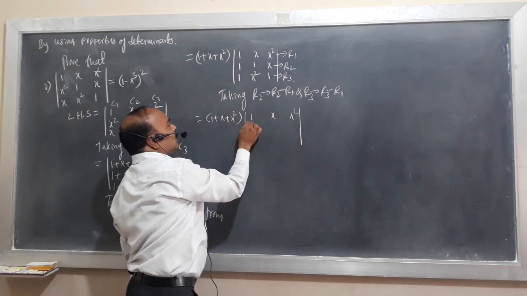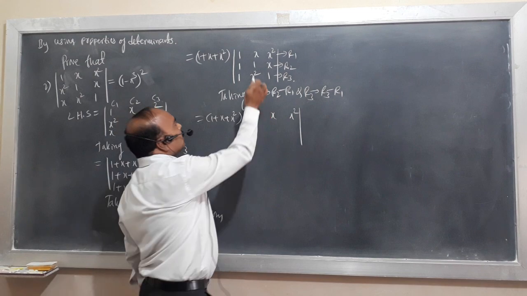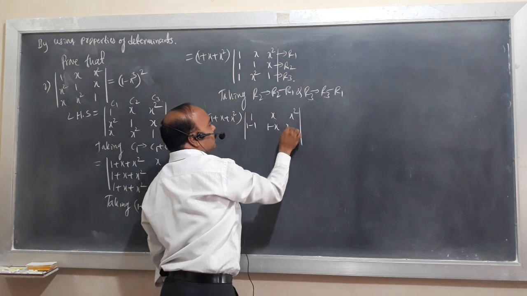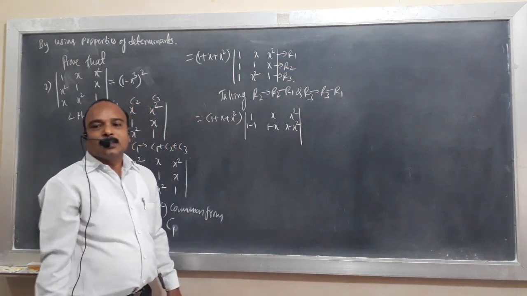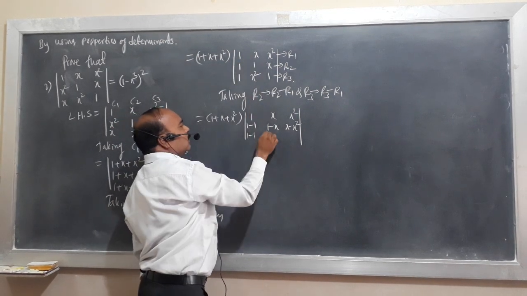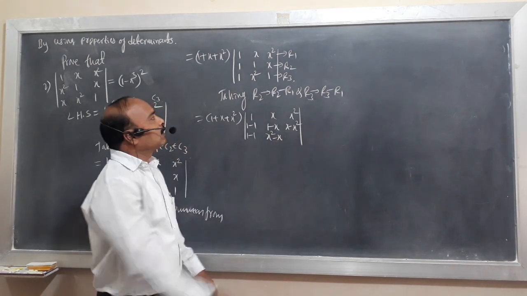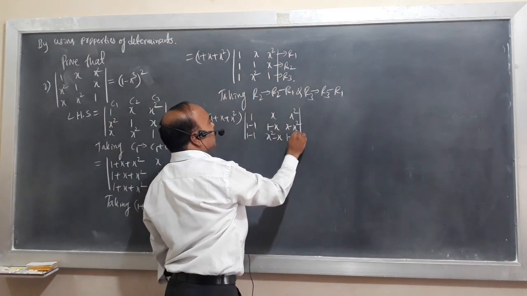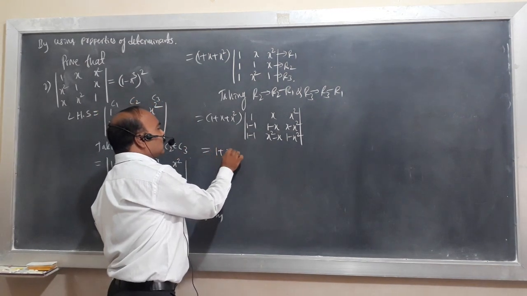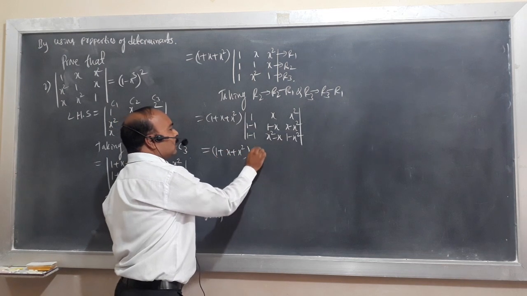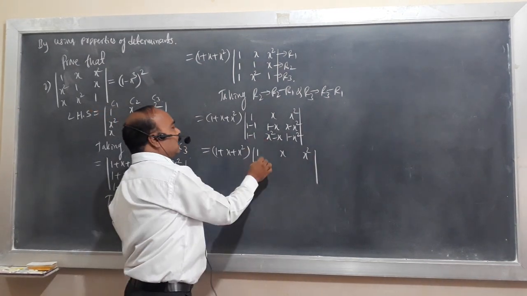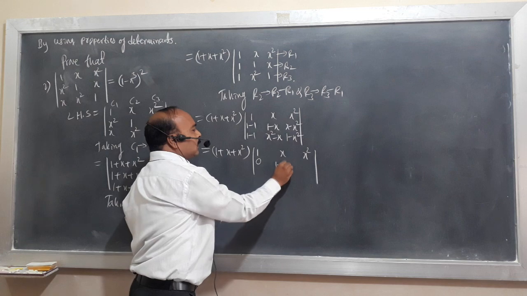R2 minus R1 gives 1 minus 1, then 1 minus x, then x minus x square. Similarly, R3 minus R1 gives 1 minus 1, x square minus x, and 1 minus x square. Like this we get. Now we simplify this. 1 plus x plus x square as it is. Now 1 x x square, the first row, as it is. Here 1 minus 1 is 0. It is 1 minus x.